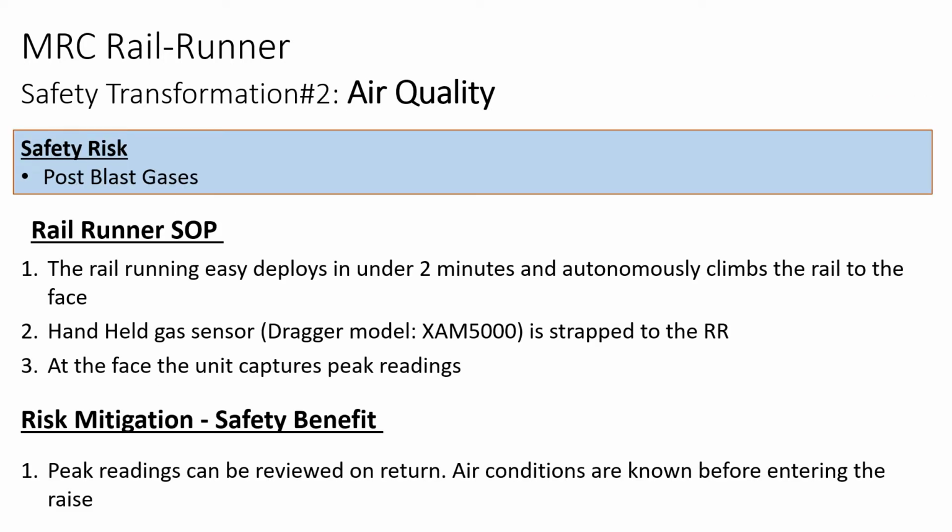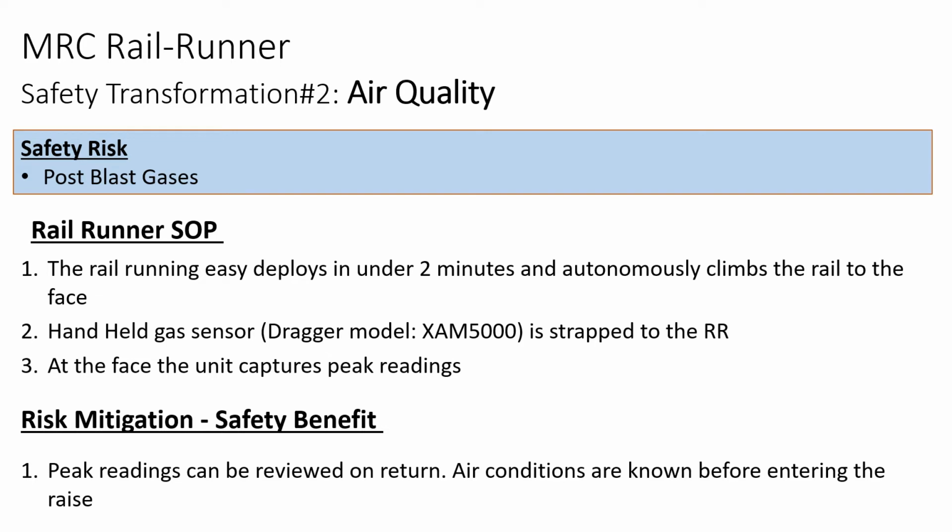As I mentioned, the Rail Runner does have a payload gas sensor. We use a Draeger XAM 5000, and that unit is strapped onto the Rail Runner and captures levels of oxygen, carbon monoxide, hydrogen sulfide, nitrogen dioxide, and sulfur dioxide as peak readings. As you saw in the previous video, once the Rail Runner returns, the operator basically has to just remove the sensor and check the peak levels in all those gas categories. And again, they can determine if the air quality is safe.